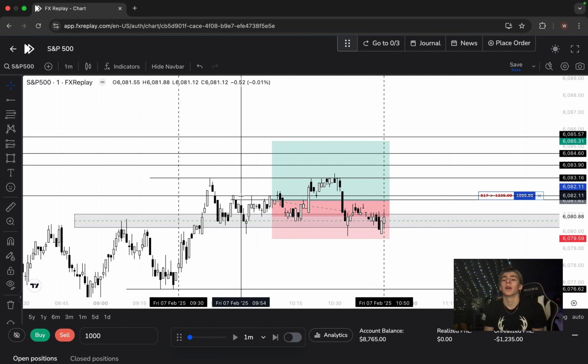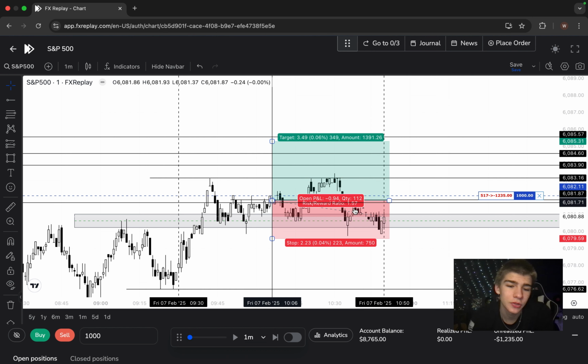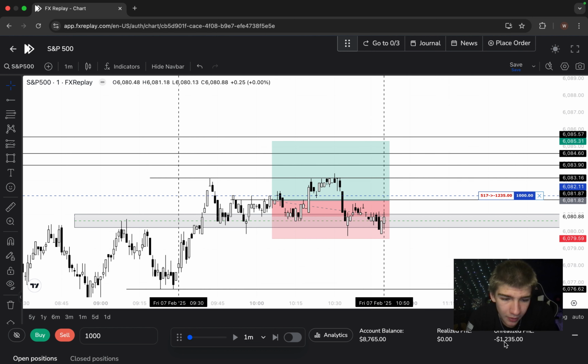What I would not like, what I used to do when I was starting to do this replay trading, is if I was this much below, I wouldn't close the trade.